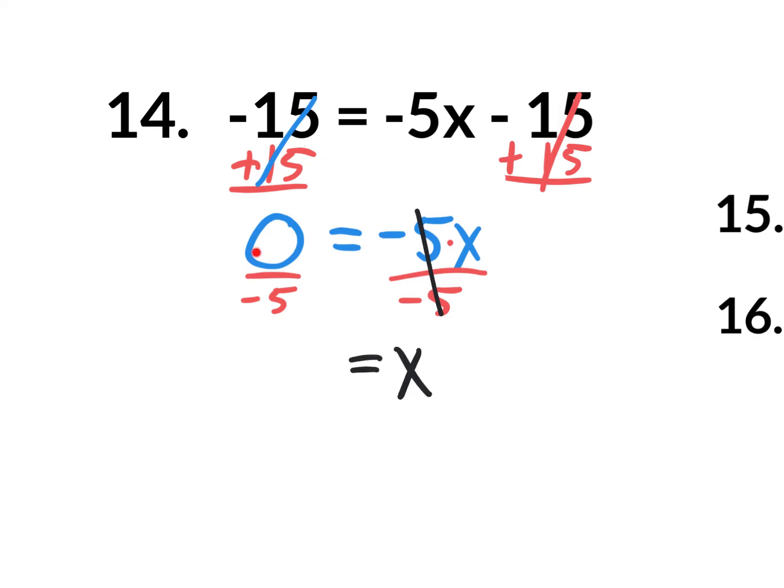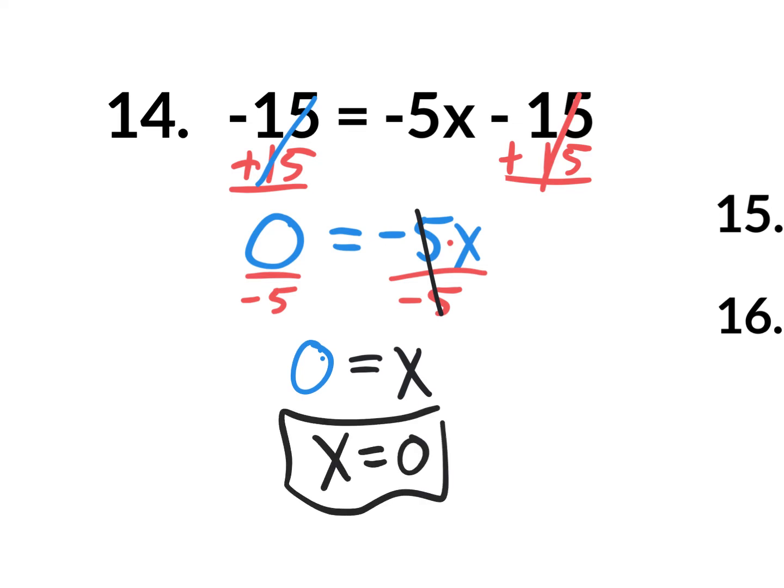Well, what is nothing divided by anything? Well, if you have nothing to start with and you divide it by 2 or by 5 or by negative 5, it doesn't matter what you're dividing by. Nothing divided by something is still nothing. So the answer is 0, right? So how are you going to write it? How are you going to type it in? X equals 0. That is your answer.